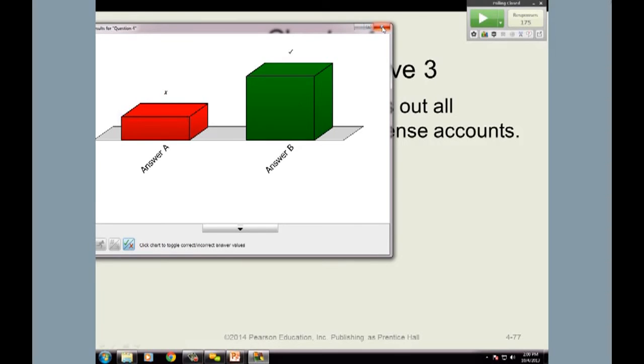Okay. The next one is easy. I just wanted to see, well, at least I know that 27% of the people don't pay attention. It's better than I thought.